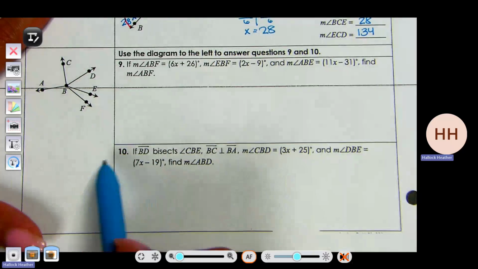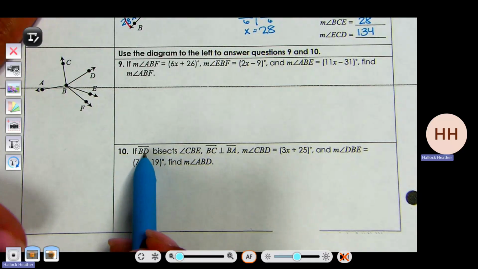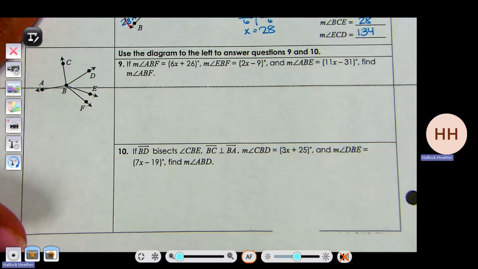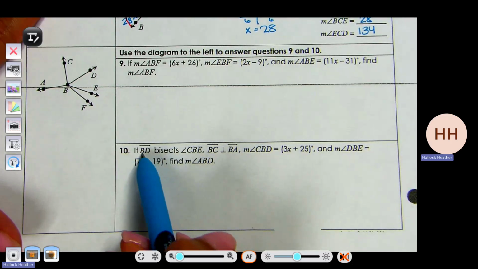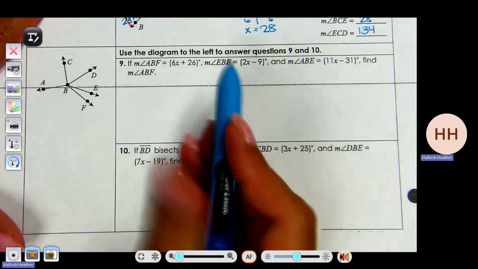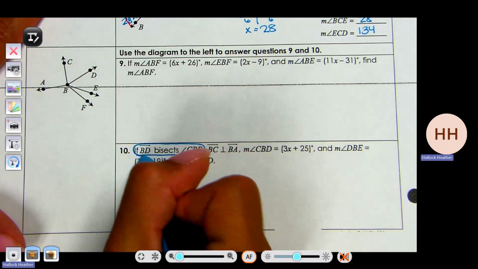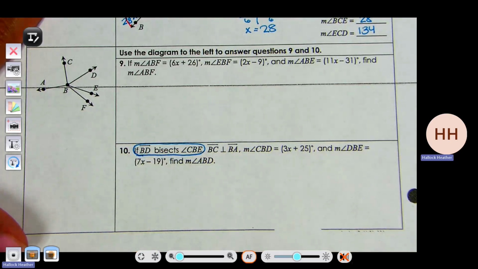Yeah. Okay. Let's do number 10. 10 says if BD, which is not an angle because it doesn't have the little angle symbol, it does not have 3 letters, this is a line. So BD is a line, it's technically a ray. It bisects CBE. So if it's bisecting it, what does that mean?